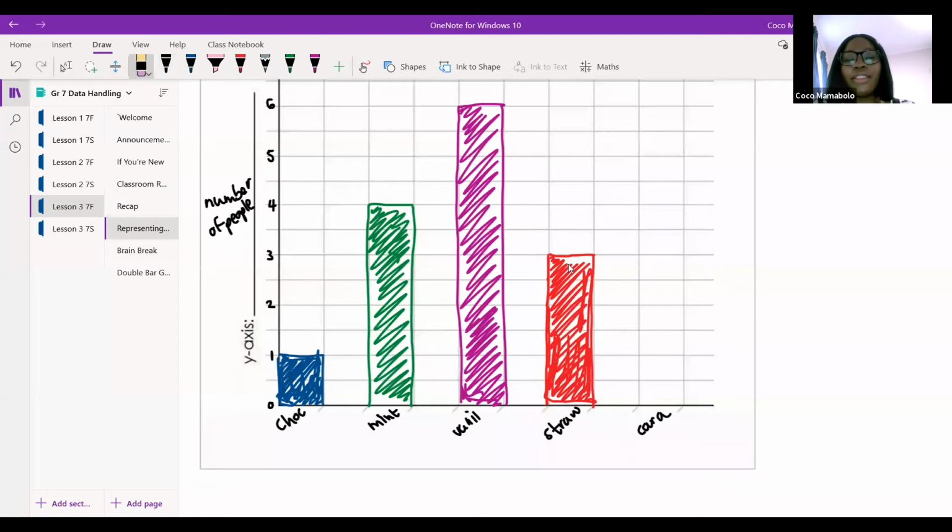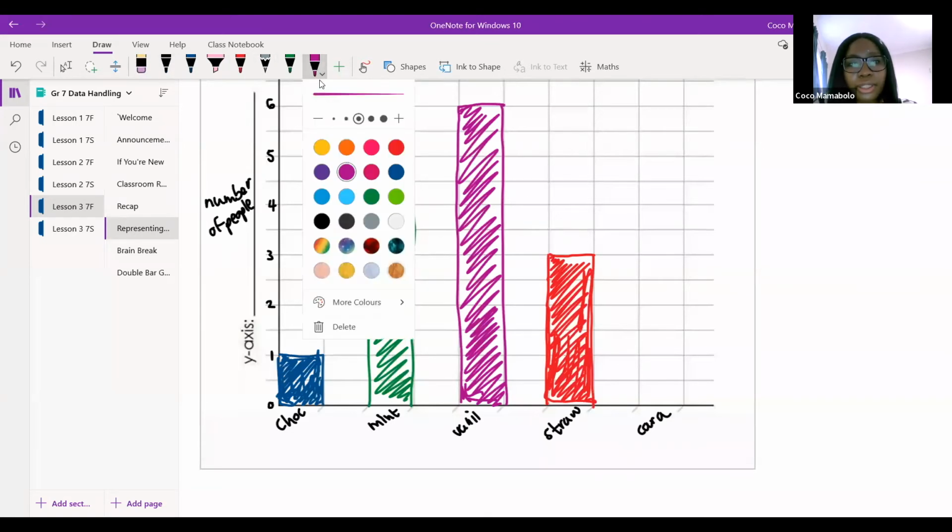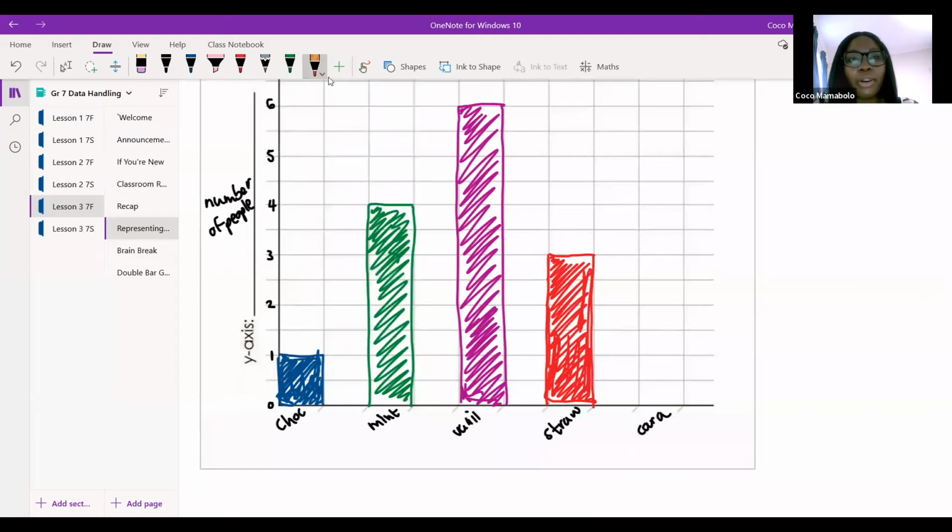All right. And then the last one is caramel. Let me find another color for caramel. Let's make it brown. Caramel was just 1 person, so I'm also going to color in brown here for caramel. Oh, this is a nice color. I like this one. Looks kind of jazzy, like glitter. Okay, there we go.